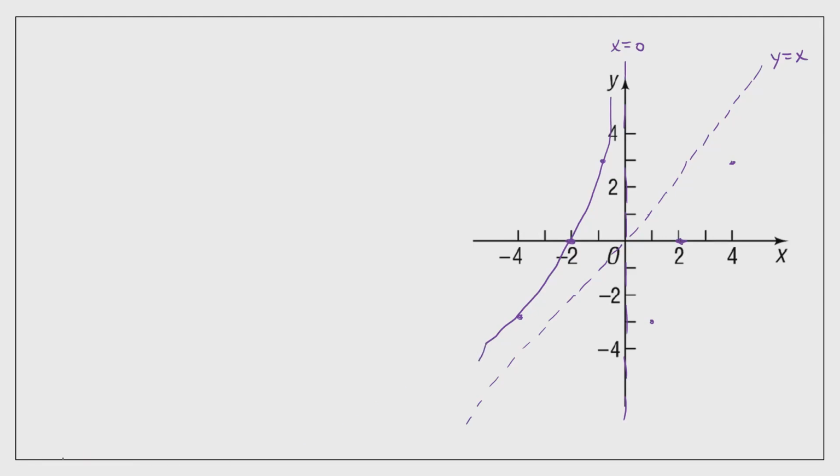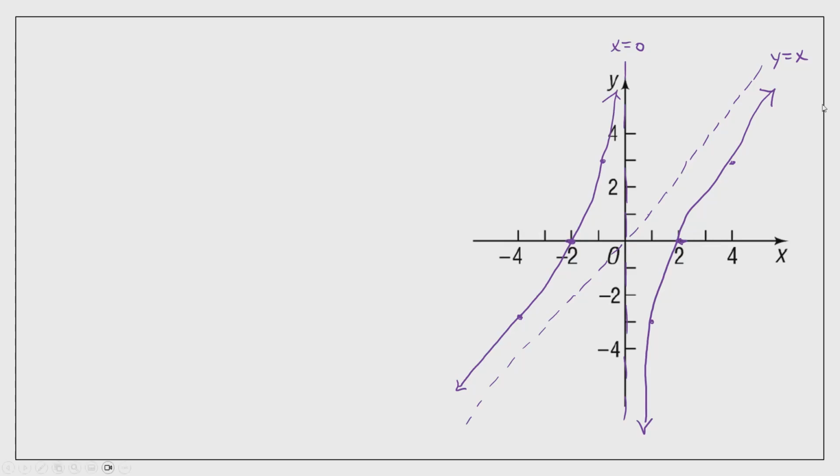Okay, let me draw that one again. I think I can do a better line. There we go. Okay. There we go. All right.